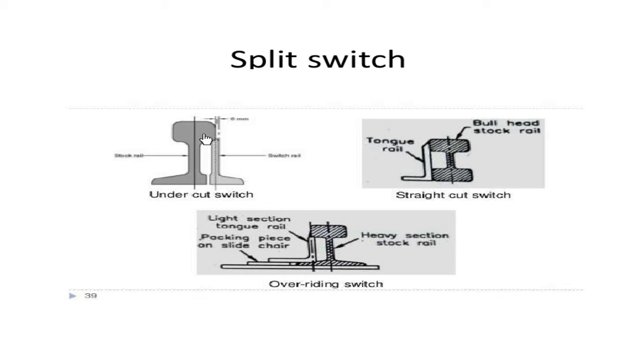That means where there is very less traffic. Now coming to the overriding switch, here you can see that the flat footed section is kept in the same manner, that is symmetry is not affected over here, but a tongue rail is being kept exactly like this. Okay, it is kept in position with that of the stock rail. Here this is made a heavier section and this is made a lighter section.